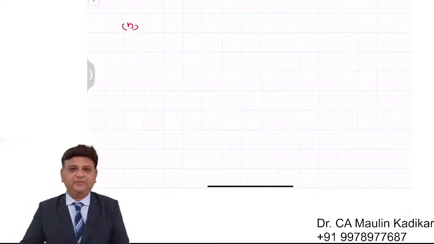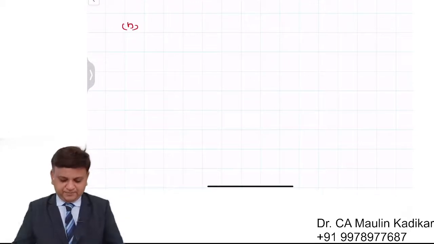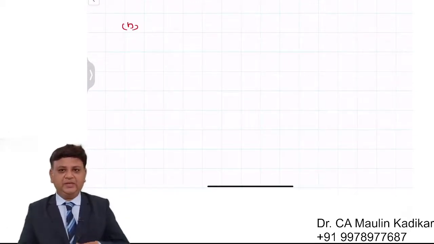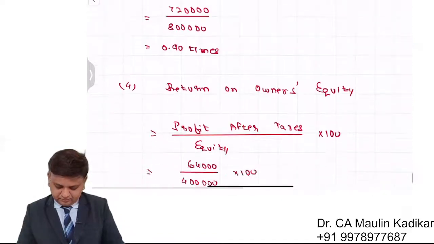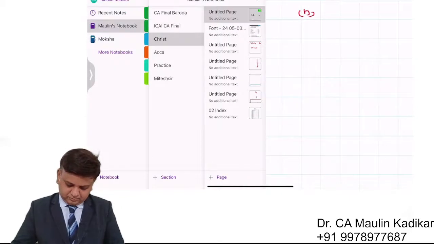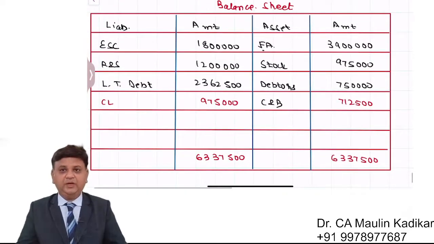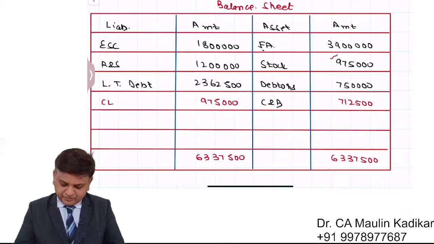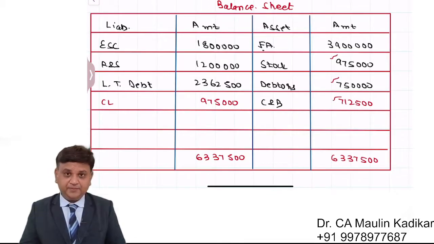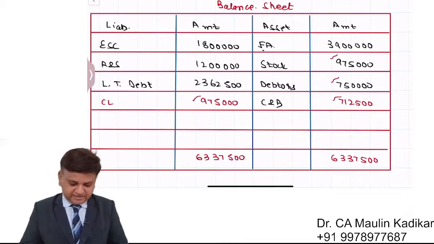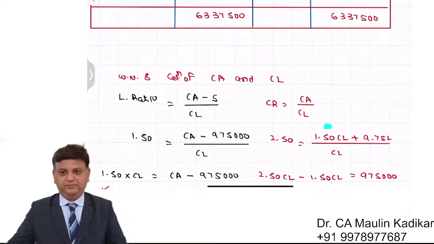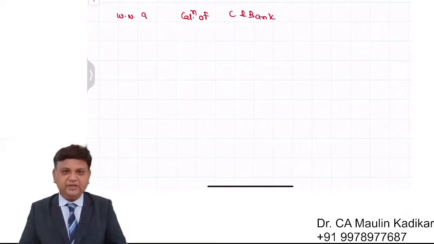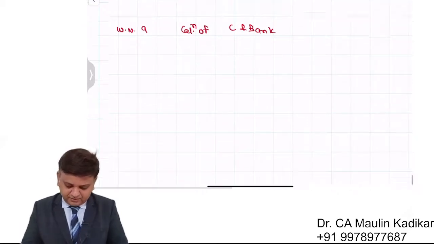So friends, in the B part of the question, we are required to compute the working capital. Working capital is calculated as the difference between the current assets and current liabilities. We already have calculated current assets, stock, debtors, cash bank, and current liabilities of 9,75,000. Based on that, we are required to compute the working capital. So let us answer the B part of the question. Sorry, before that, I forgot to prepare the cash and bank working note.